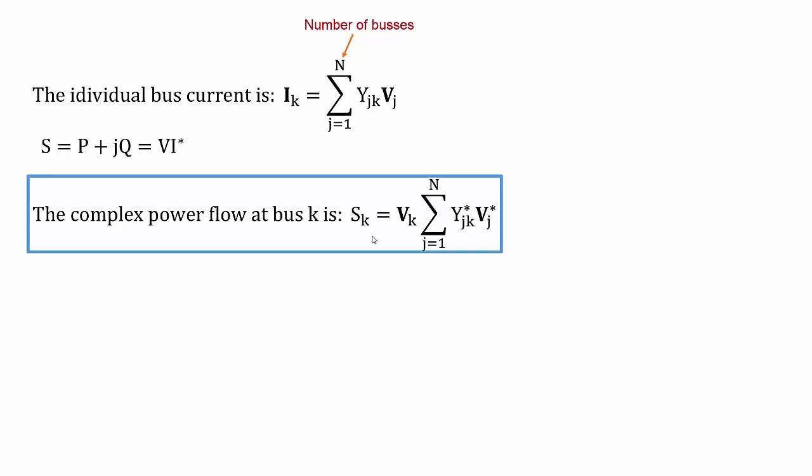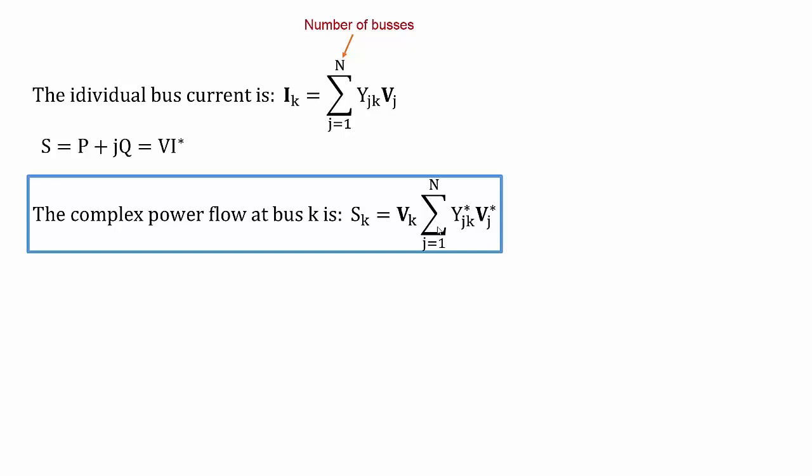First thing is, it's nonlinear. Nonlinear because it has the voltages multiplied by each other here. And there are 4 unknowns. For each bus, we have 4 unknowns.